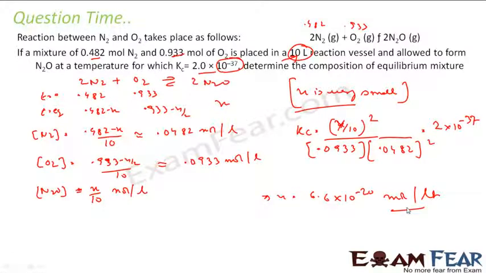And that is the composition of my N2O. Other compositions I am assuming to be the same. Only N2O composition was something which is not known. It will be x by 10. So you divide this by 10 and that becomes the concentration of my N2O in equilibrium.